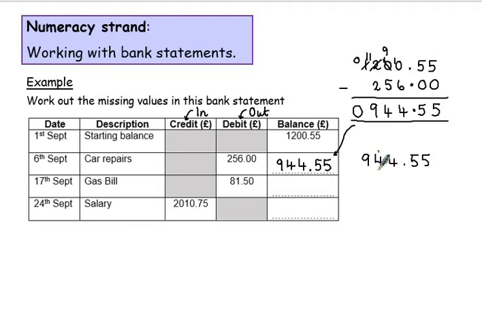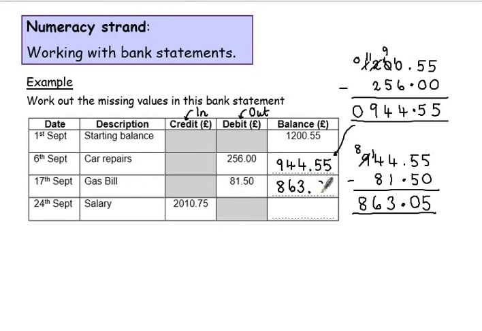So remember, line it up properly. Tens for the 81, decimal points in line, £50, and we're going to subtract. So 5 take away 0 is 5, 5 take away 5 is nothing, points down nice and clearly. 4 take away 1 is 3, 4 take away 8, the 8 is bigger, so we need to borrow 1 from the 9. So we now have 14 take away 8 to give you 6, and 8 take away nothing is 8. So our balance after the gas bill is £863 and 5 pence.